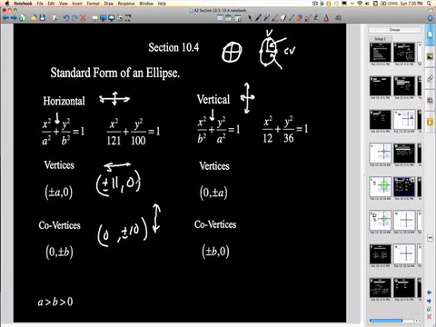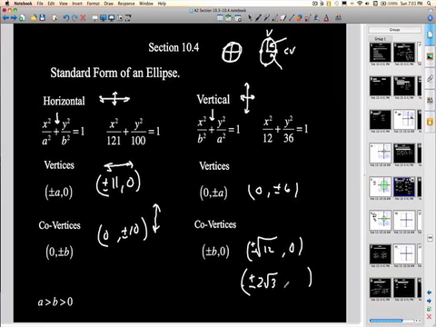Okay, so it's a distance, not a location. That's important. If I look at this particular problem, my vertices are going to come off the square root of 36, which is 6, so 0 plus or minus 6. My co-vertices, the smaller number, would be plus and minus root 12, 0, and if I simplify that, it's plus and minus 2 root 3.